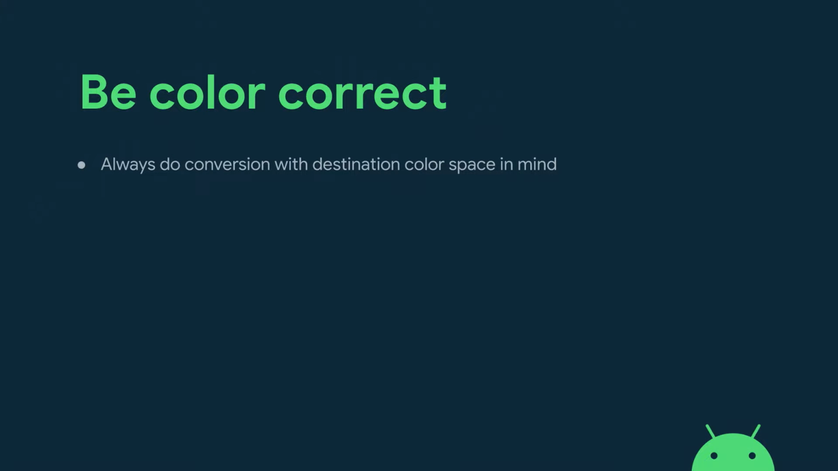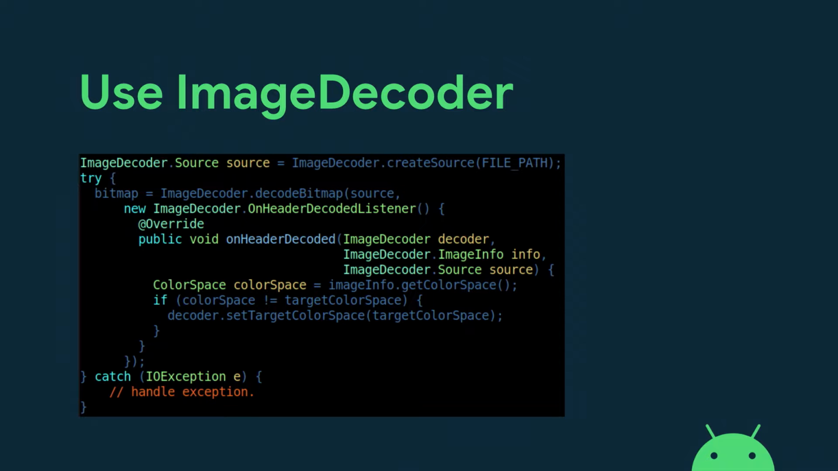So managing color is a prerequisite of doing wide color gamut. That means you need to always keep a destination color space in mind and do conversion whenever necessary. So how do you do that? Here's an example of using ImageDecoder to do the conversion. Simply, when the header is decoded, set the target color space to your destination color space. If you don't care about wide color and just want to manage your color, simply set the target color space to sRGB, and you're done.